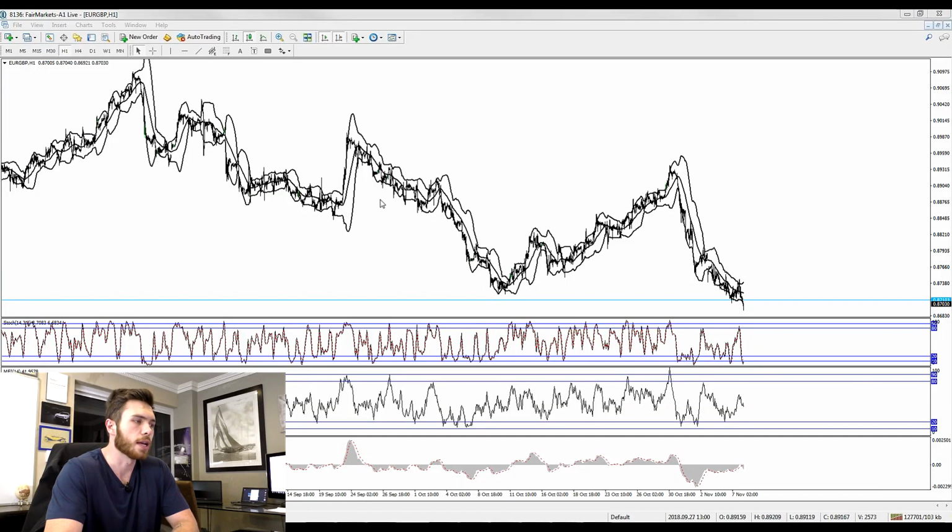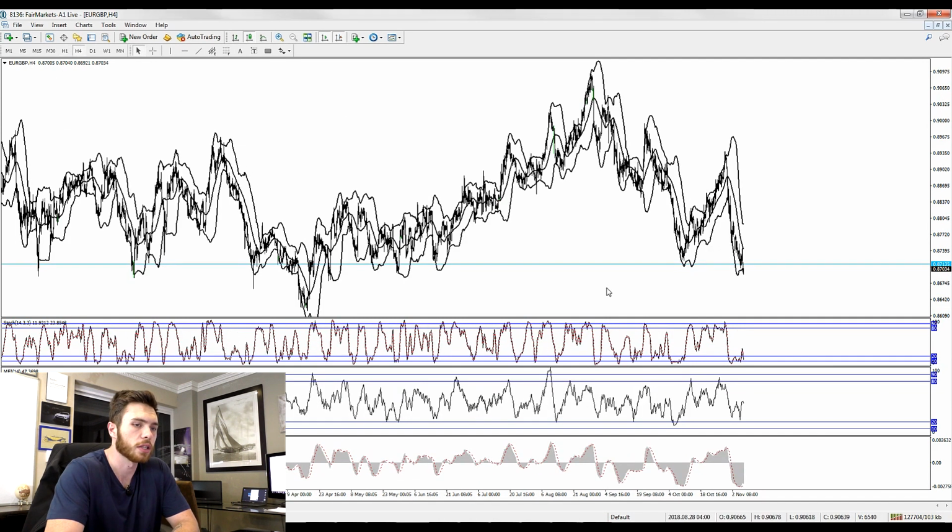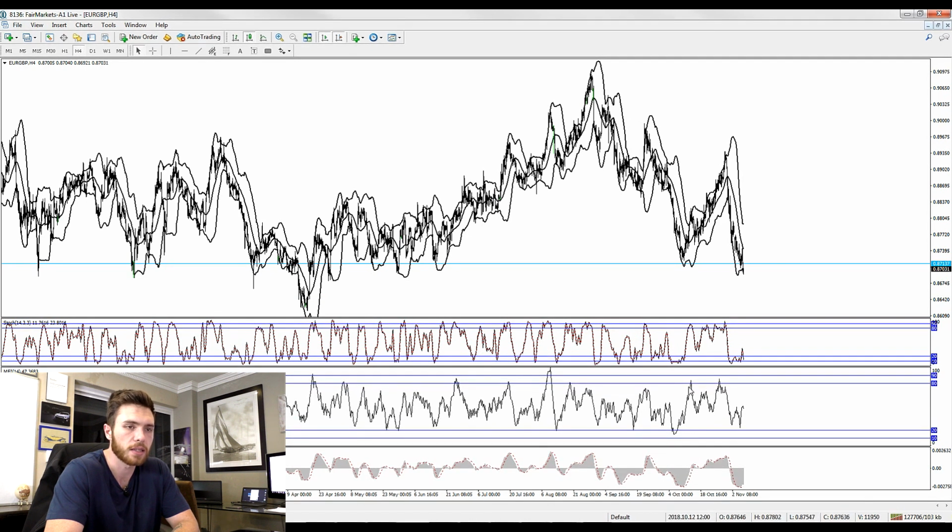Okay, so on the charts here, we're going to be just breaking it down quite simply. We are on the hourly charts on the euro pound, and we have three different indicators open. We have the MACD, the stochastic, and the MFI indicator.